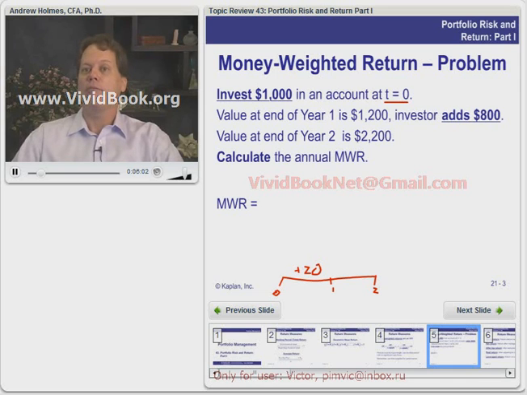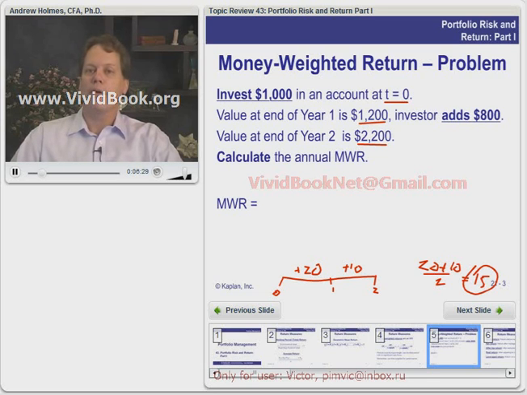Okay, and then we're going to add $800, right? So we have $1,200. We're going to add $800. So we're going to have $2,000 invested at the beginning of the second period, and it grows to $2,200. We're going from $2,000 to $2,200. This is plus 10%, right? So if you calculate the arithmetic return, you're going to get 20 plus 10 divided by 2 is equal to 15, right? So the arithmetic return is going to be 15%.